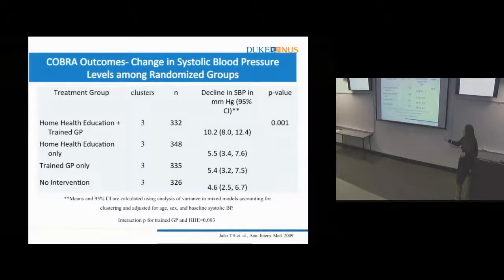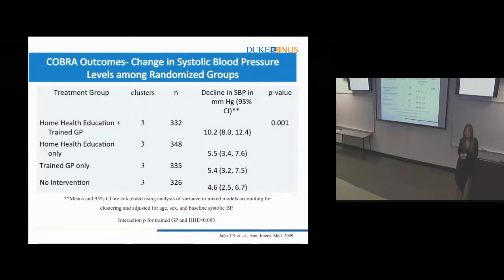But in the combined intervention group, we saw a marked decline, and we also observed an interaction between the two strategies. The interaction P was significant at 0.003, and the difference between the 4 groups was also significant. So the intervention effect, or treatment effect, was a greater decline in systolic blood pressure by about 5 millimeters of mercury, which is a clinically meaningful difference.